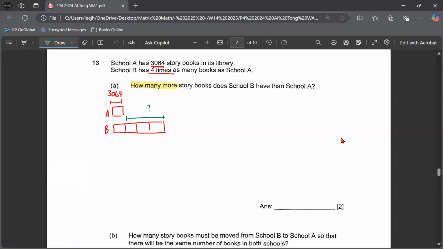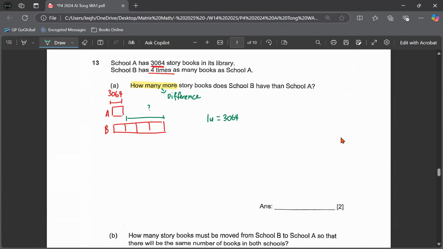So we're looking at the difference, right? Remember, "how many more" means difference. You're comparing the difference between two groups. So we know over here, A has 3064, which means 1 unit is 3064, because it's just 1 unit for A, right? Now the difference, how many units difference is between A and B?